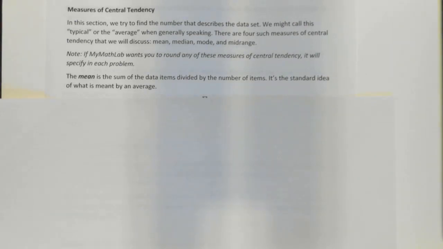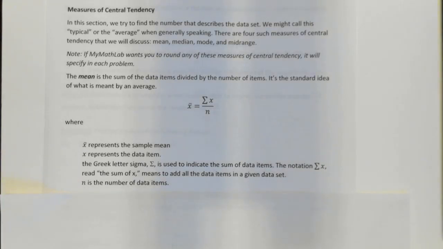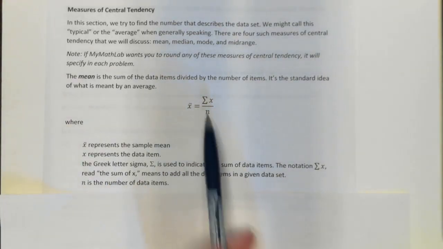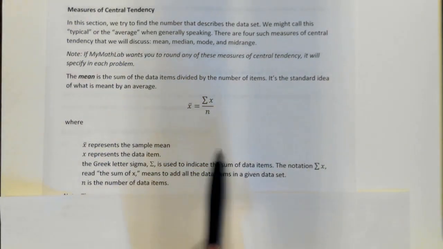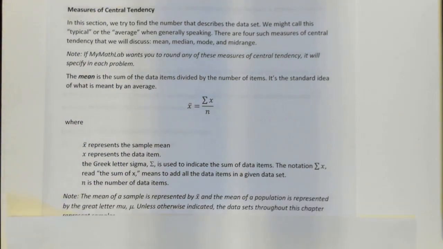So the mean is the sum of all the data items divided by the number of items. The standard idea of what we mean by the mean is the average, where you just take all the things, add them up, divide by the number of things. So X bar is mean, X is the data item. The summation symbol means that we are going to sum or add up all of those data items, and so that's what sum of X means. And then N is the number of data items.